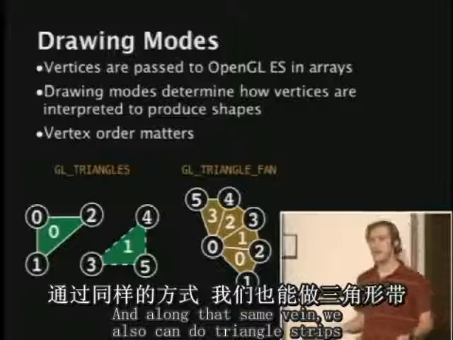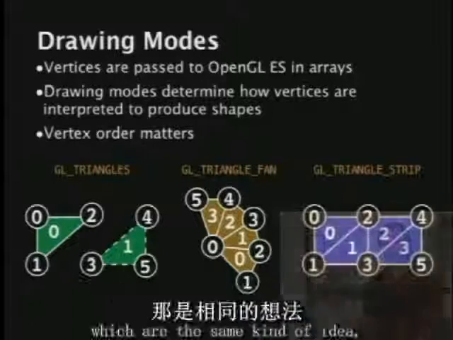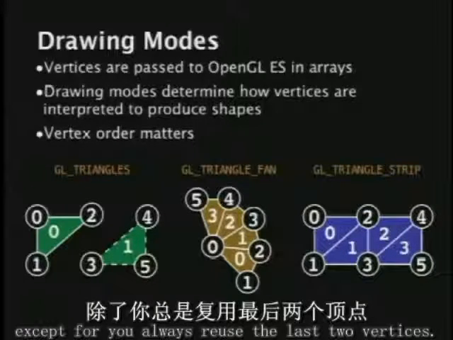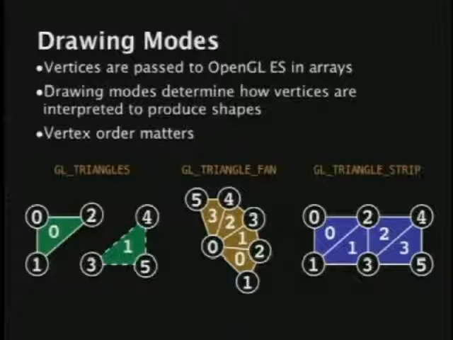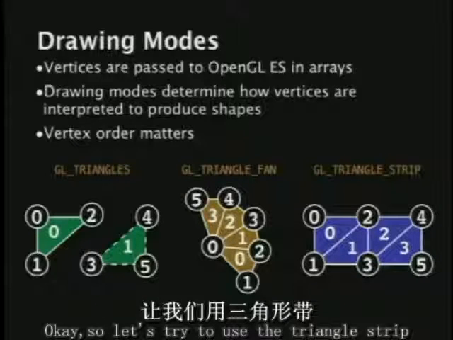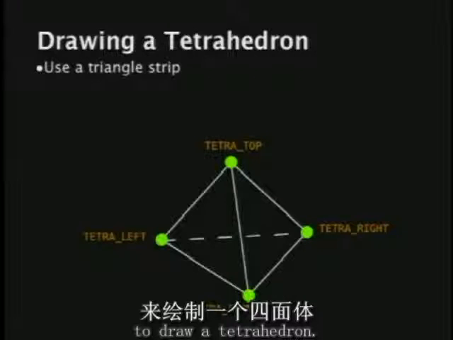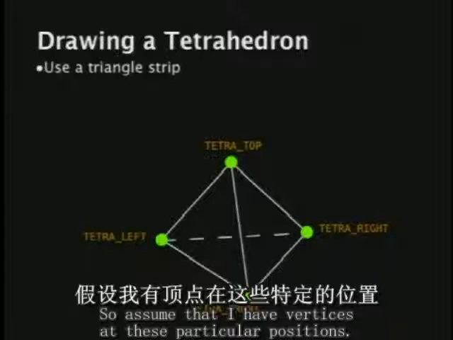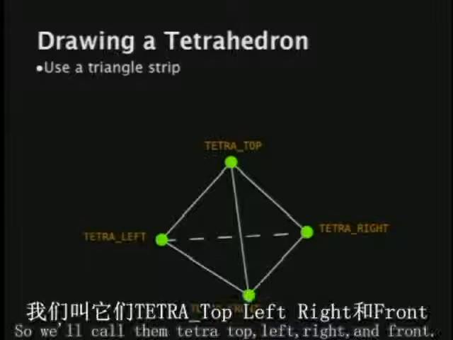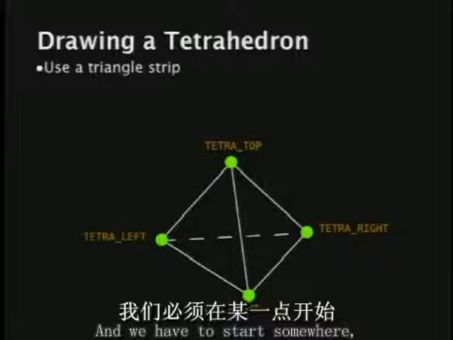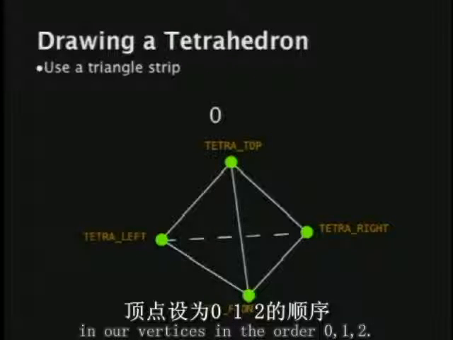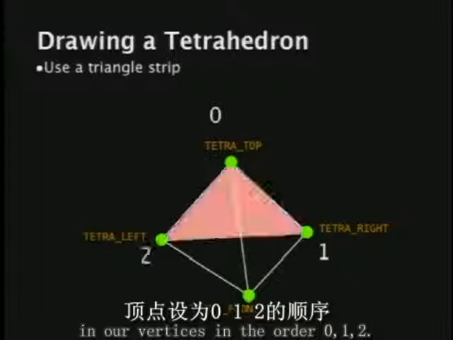And along that same vein, we also can do triangle strips, which are the same kind of idea, except you always reuse the last 2 vertices. OK. So let's try to use a triangle strip to draw a tetrahedron. Assume that I have vertices at these particular positions. We'll call them tetra top, left, right, and front. And we have to start somewhere. So I'm just going to say we're going to put in our vertices in the order 0, 1, 2.